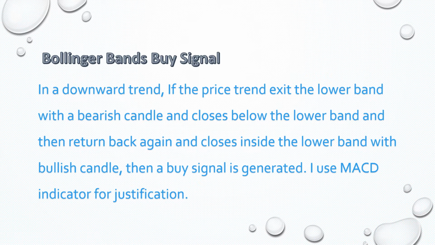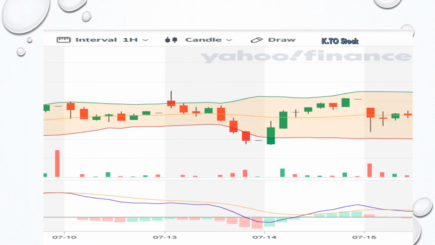Let's have an example. This is Yahoo Finance K stock and H1 time frame. Now, if we are in a downward trend like this and we exit the lower band with a bearish candle and close outside the band like this, and return back inside the band with a bullish candle and close inside the band like this, then the trend will change from downward to upward.